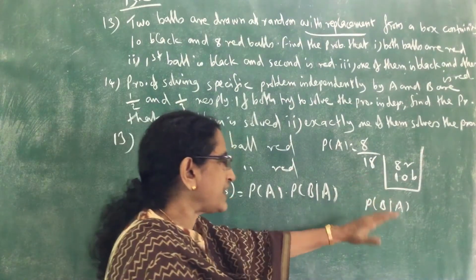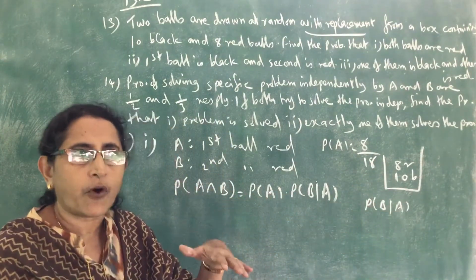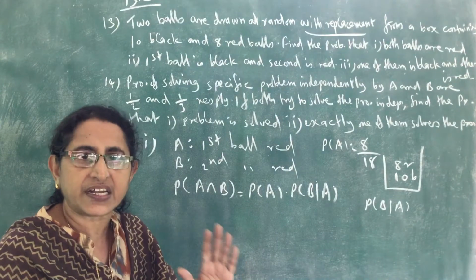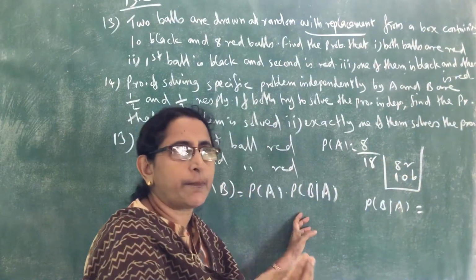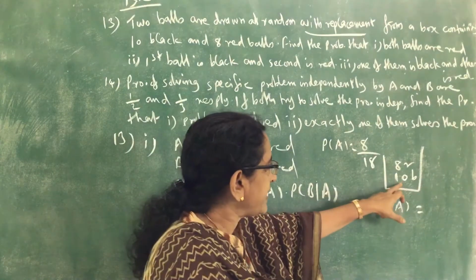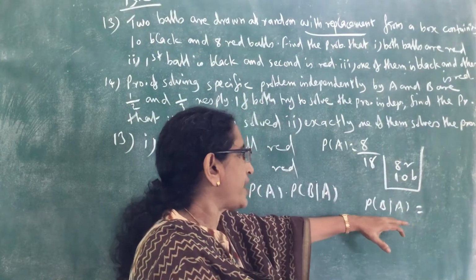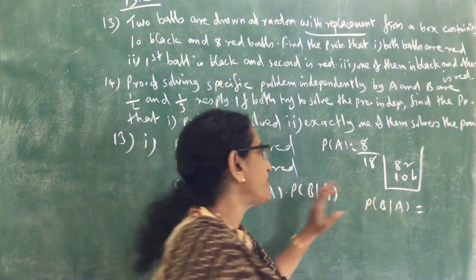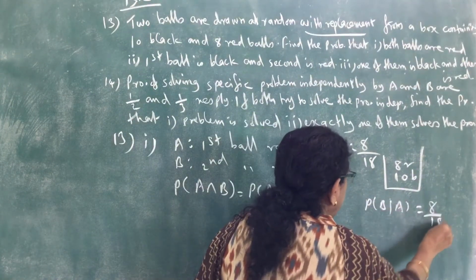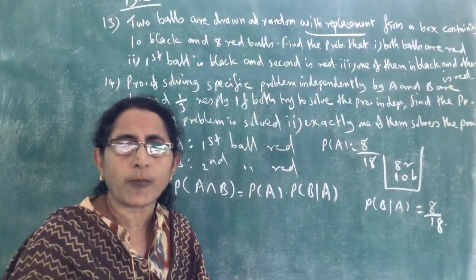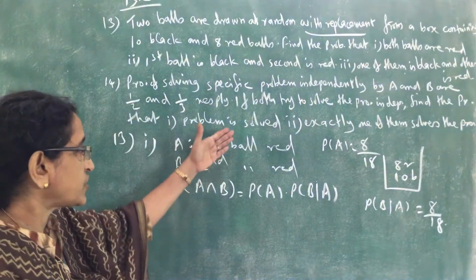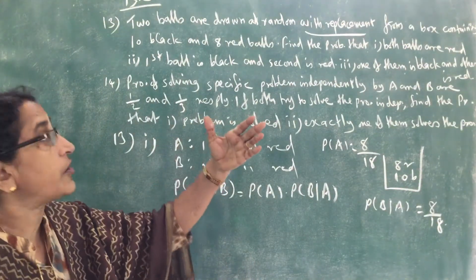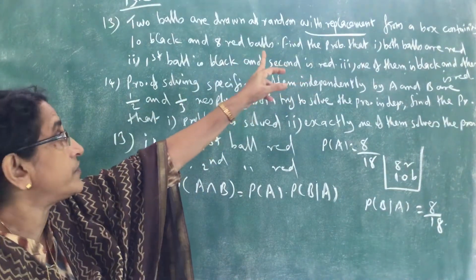So the probability of B given A, the probability of getting a red ball, if the first ball drawn is red, after taking one red ball and keeping it back, again there are 10 black and 8 red. So the probability of getting red in the second draw is 8 divided by 18, the same as simply the probability of B. A and B are independent events, the first draw and the second draw, because it is with replacement.